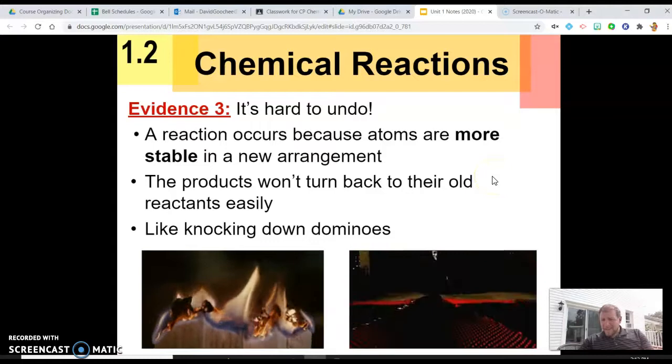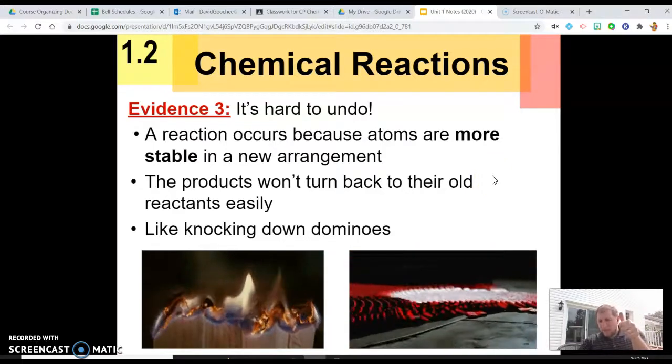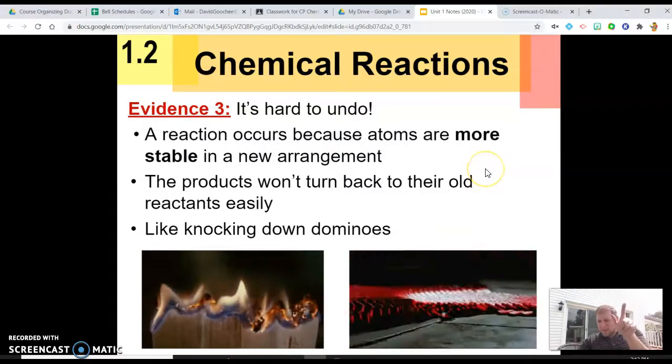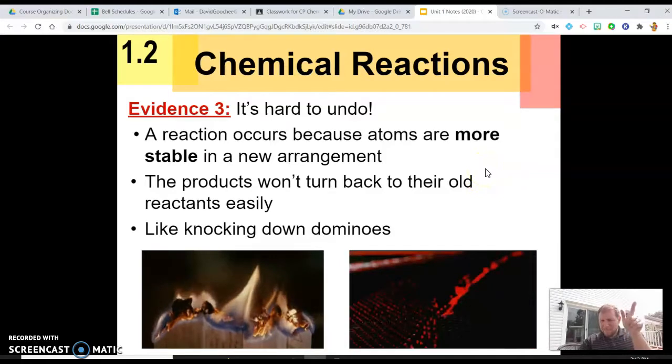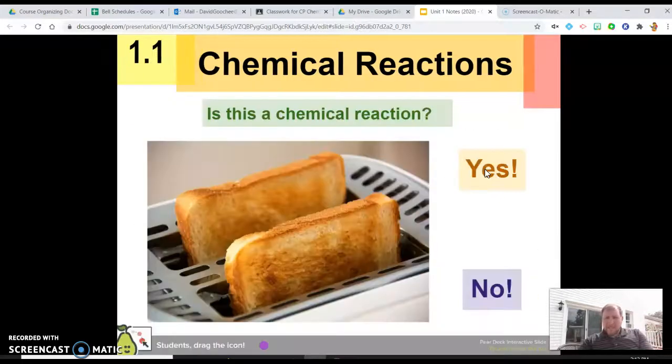So once again, if new properties appear like color, taste, smell, if it releases or sometimes absorbs energy, light, heat, and so forth, and lastly, if it's hard to undo, these are all evidence of a chemical reaction. So check this out. Making toast. Is it a chemical reaction? Yes or no? Pause the video.